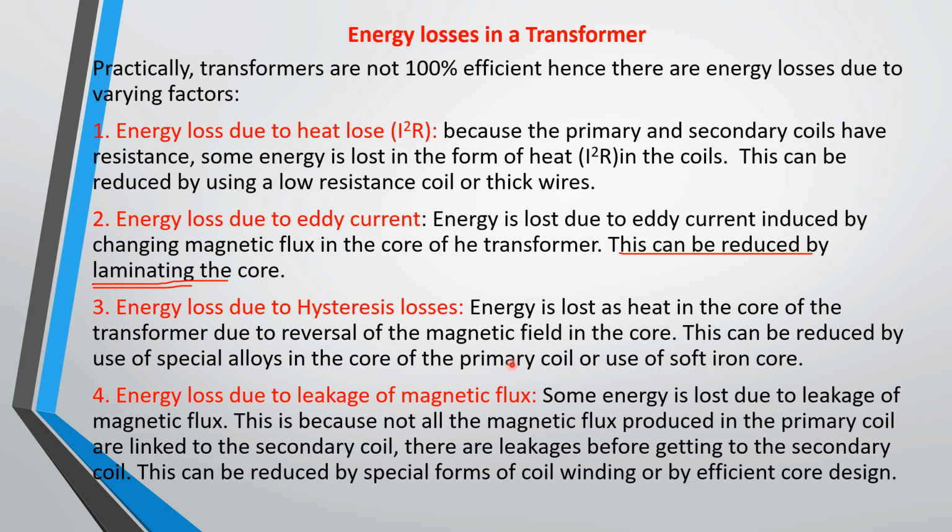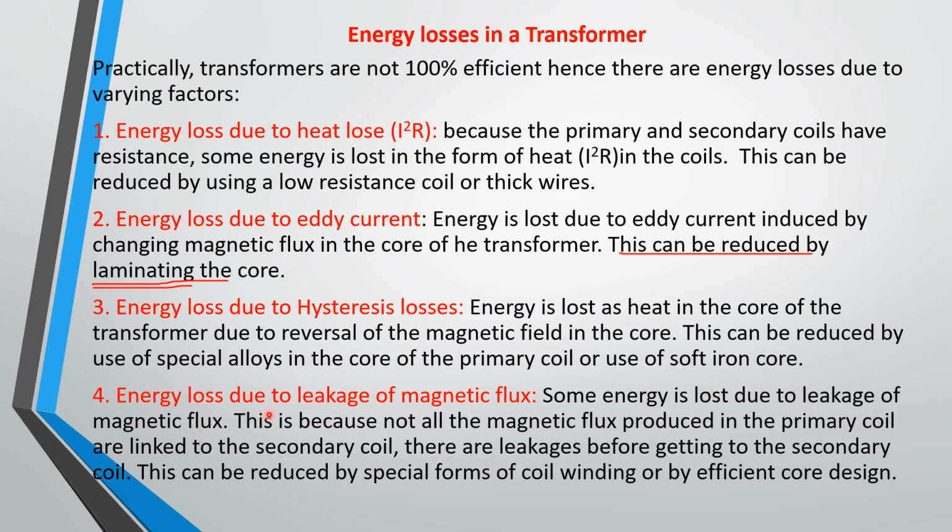So that's why they use soft iron core in the transformer. So this one you can be asked: energy loss due to hysteresis in the transformer can be reduced by how? By the use of special alloys or use of soft iron core.